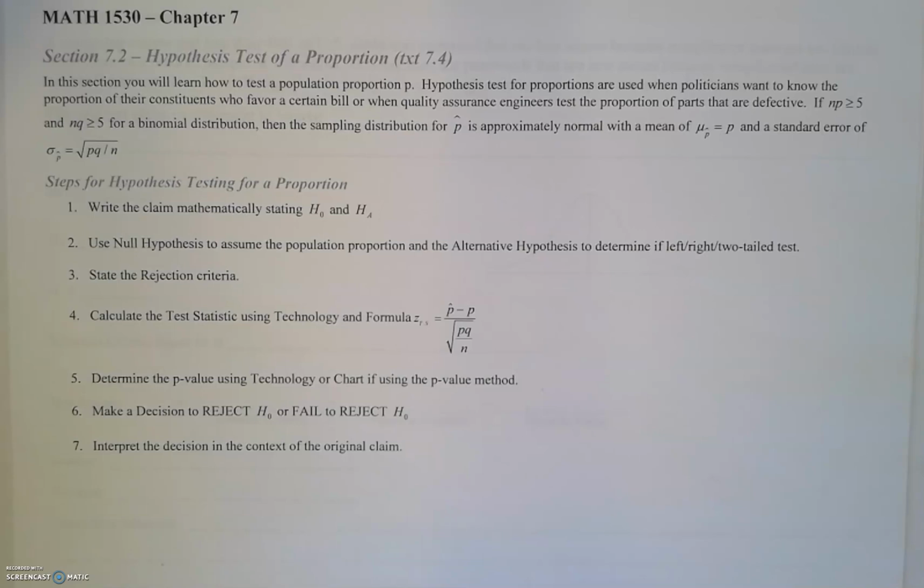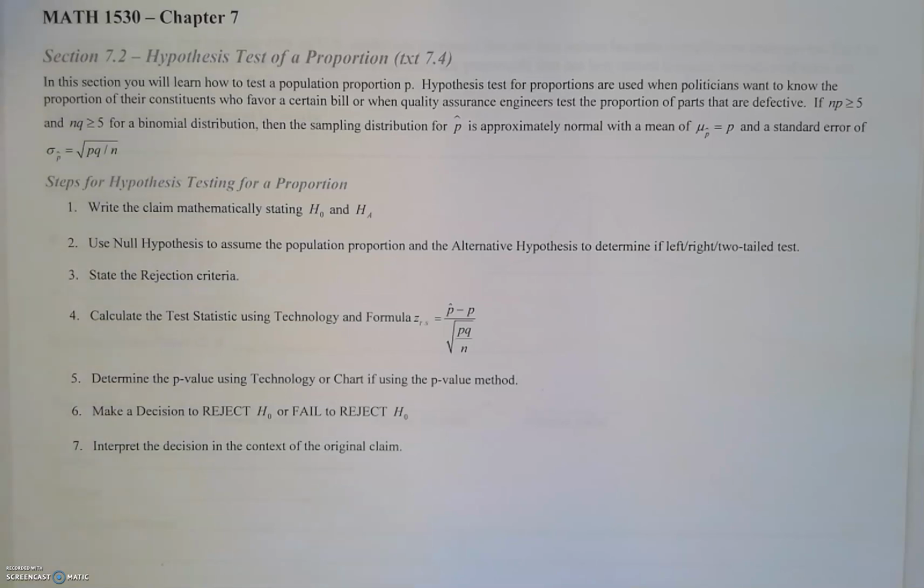We have to make sure n times p is greater than or equal to 5, and n times q is greater than or equal to 5 for a binomial distribution. Then the sampling distribution for p hat is approximately normal with a mean equal to p and a standard error of the square root of p times q divided by n.